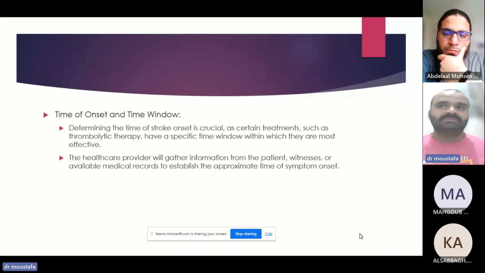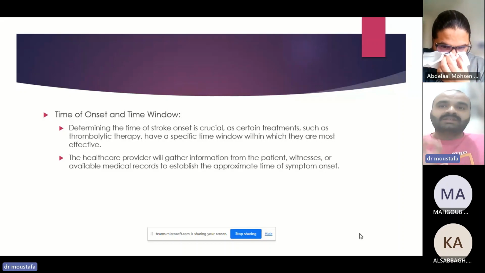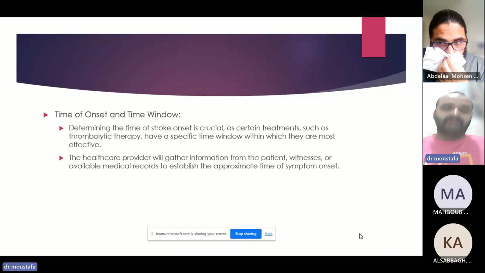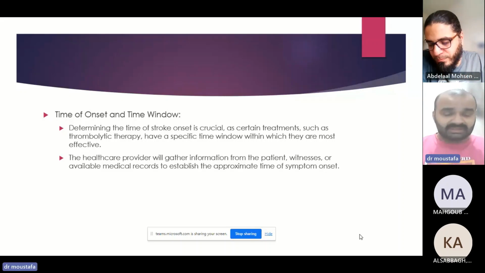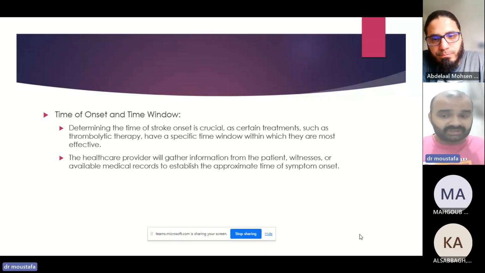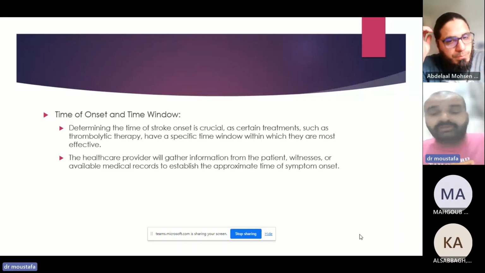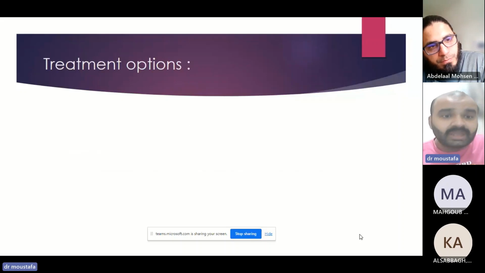So let's make sure that when you take history, you take proper history, and you ask about the time of onset of symptoms. All right. Yes, and this is what's written in the next point. The healthcare provider will gather information from the patient, witnesses, or available medical records to establish the approximate time of symptom onset. All right?